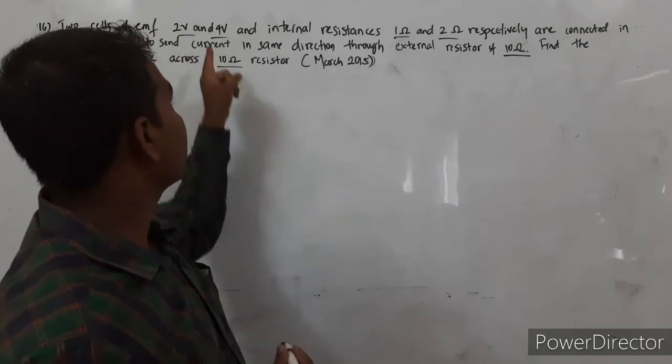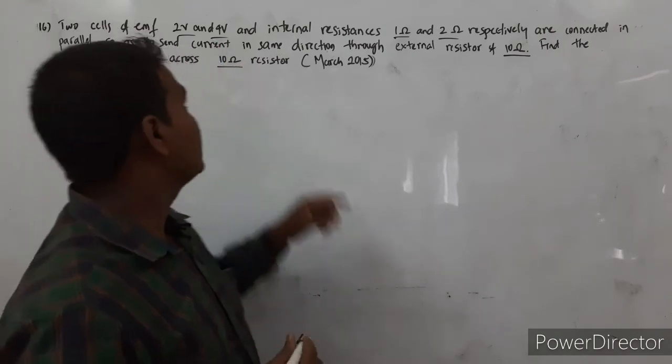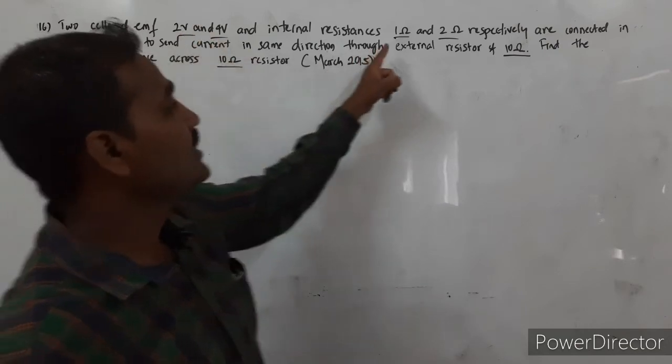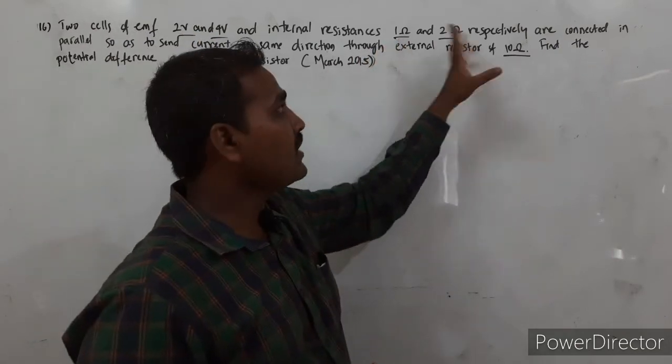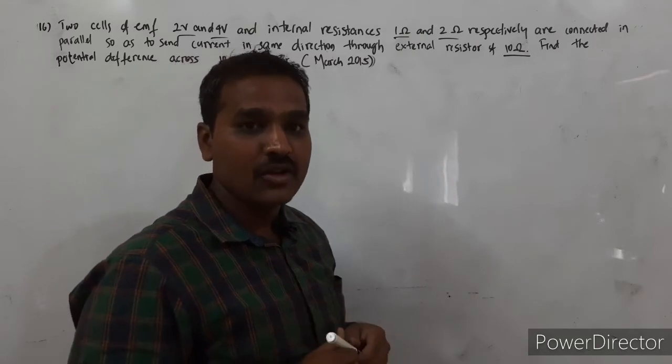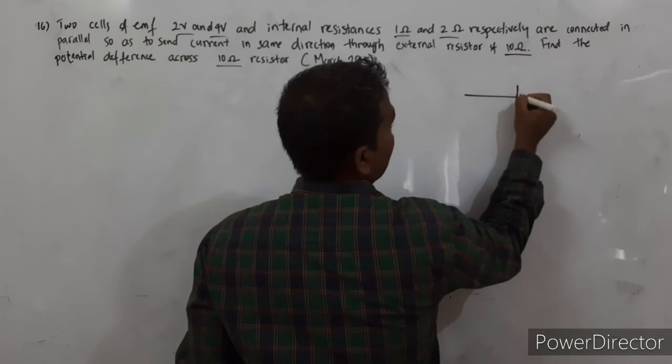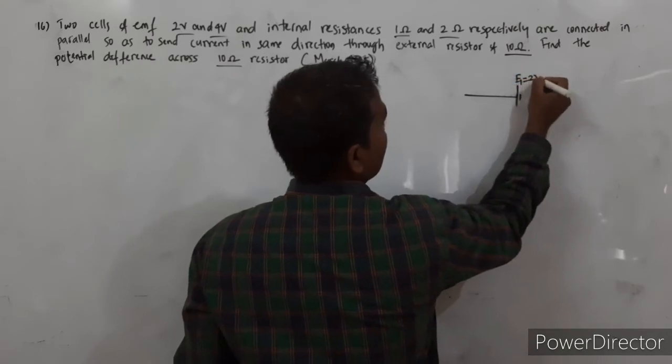So they have given us two cells. Their EMF values are respectively 2 volt and 4 volt, and their internal resistances are 1 ohm and 2 ohm. They are connected in parallel combination. So let us consider the first cell of EMF E1 equal to 2 volt.